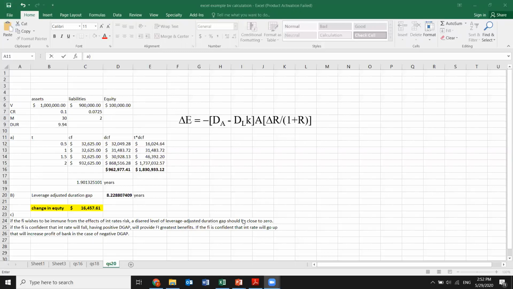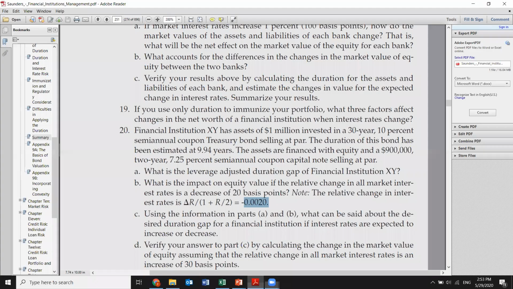If the financial institution is confident that the interest rate will go up, that will increase the profit if the bank is in the case of the negative duration gap. Okay, this is what we concluded. And let's move to the part C.